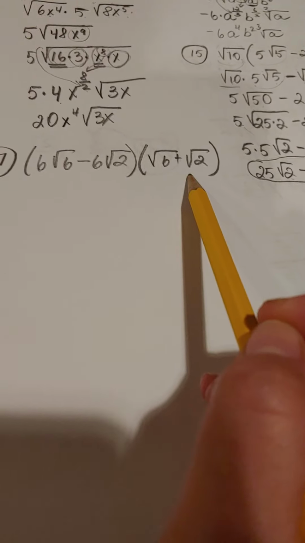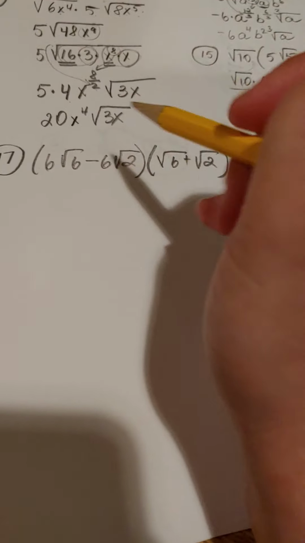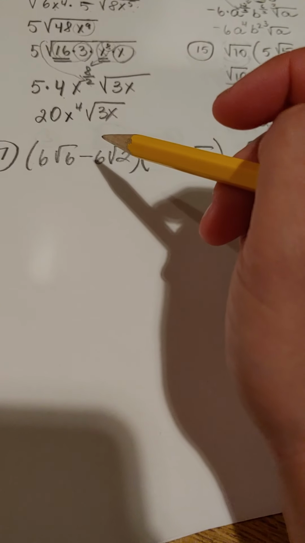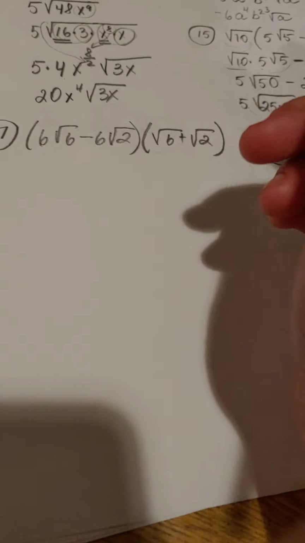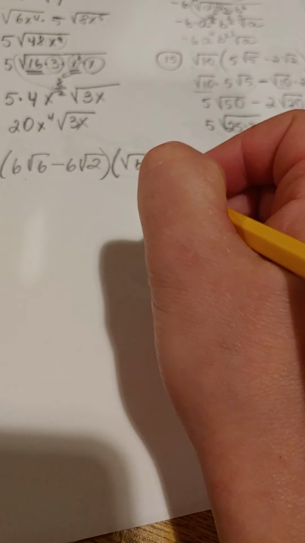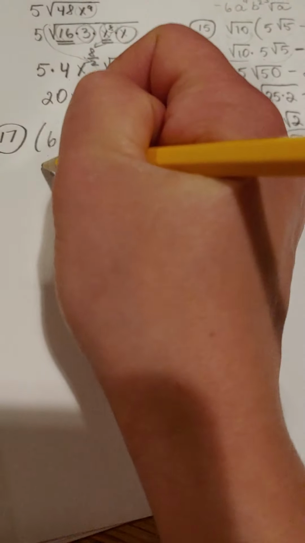So here we have 2 parentheses, and there is a difference here. There is a sum here. You're going to use the FOIL, or not FOIL. However, FOIL is first, outer, inner, last. Okay, whatever it is, FOIL. What I'm going to do is multiply the first by the first and by the second, and the second by the first and by the second. That's the way I do it.